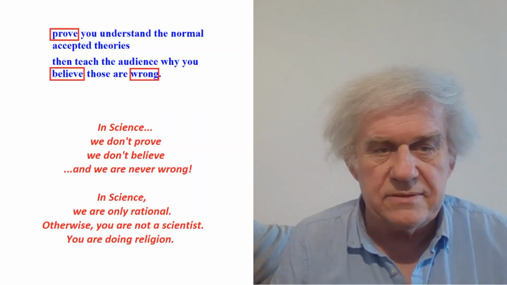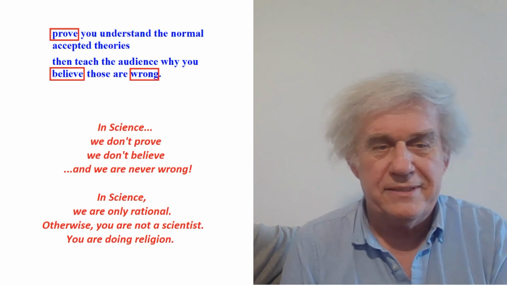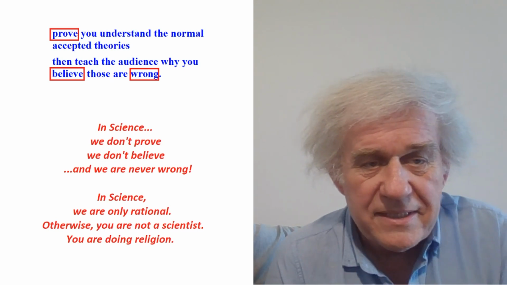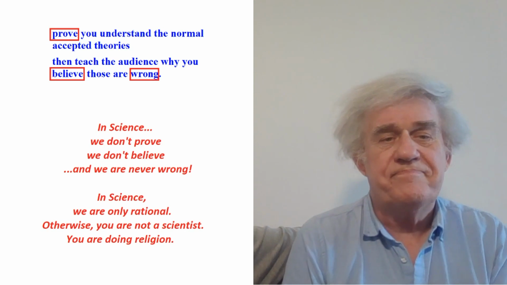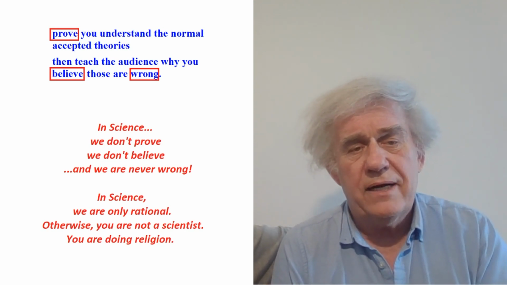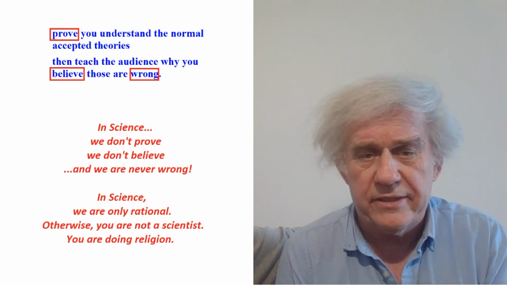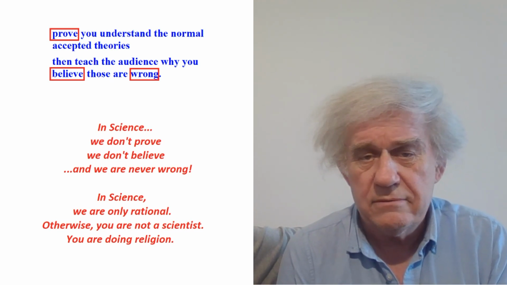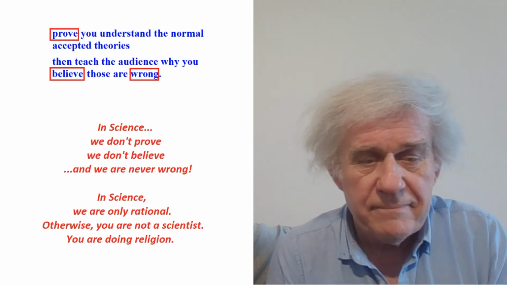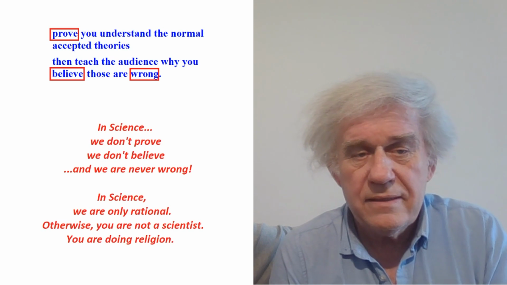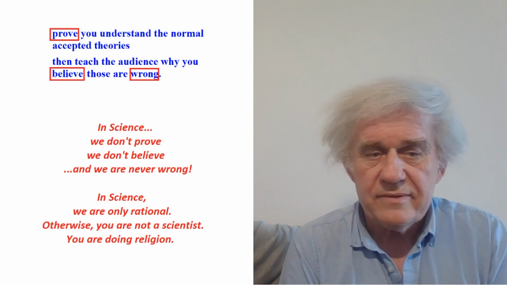Okay, and here's the last one. The fellow says, prove you understand the normal accepted theories. Saying I'm a dumb brain, huh? Yeah, you're dumb. Then teach the audience why you believe that those are wrong. There's a lot of words there: prove, believe, and wrong. This fellow apparently comes from a monastery. That's probably where he did his schooling. He was part of the congregation. I think all you actually do is explain the normal accepted theories. Yeah, but to the best of your ability.